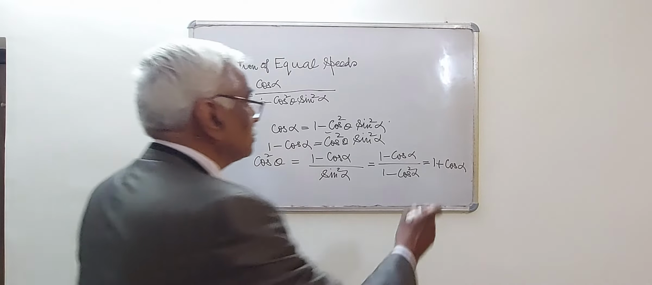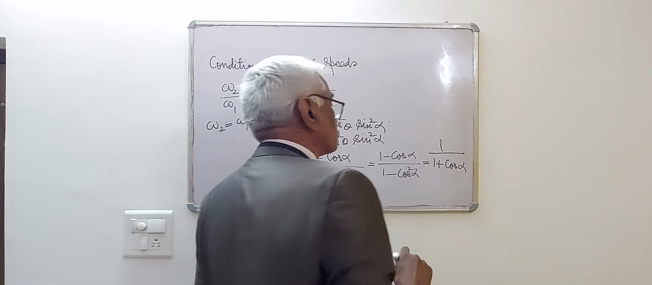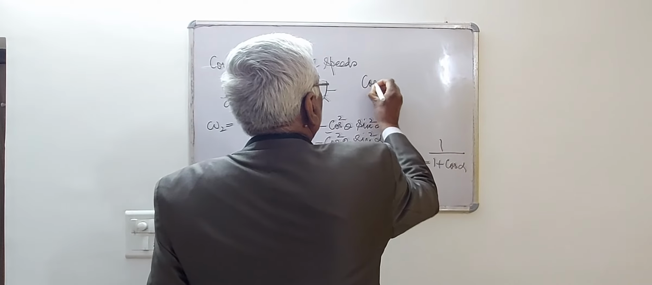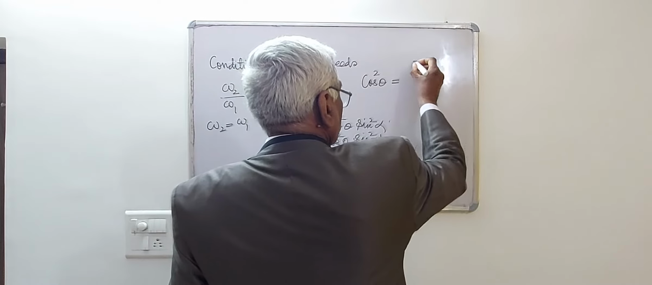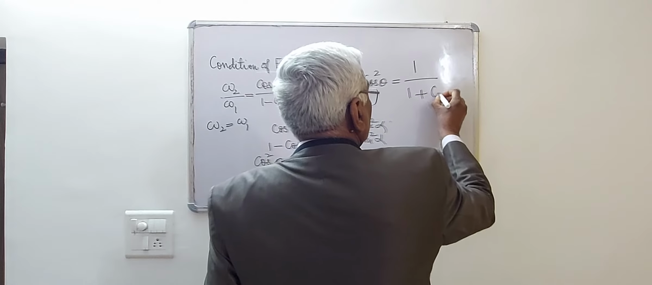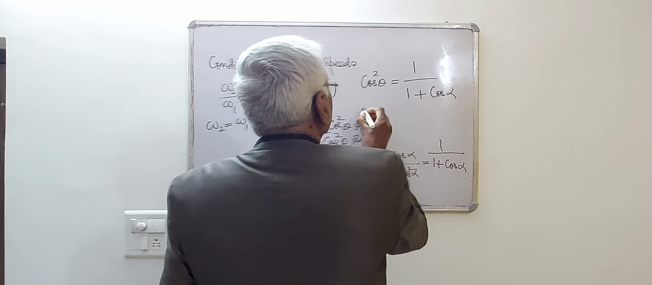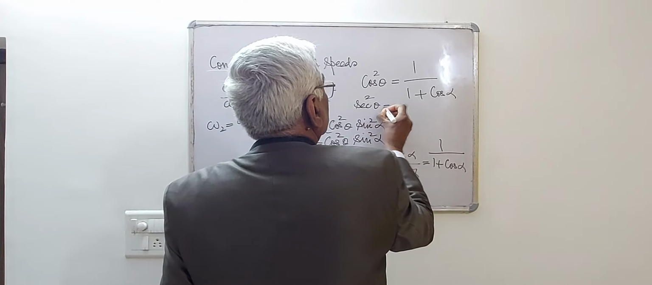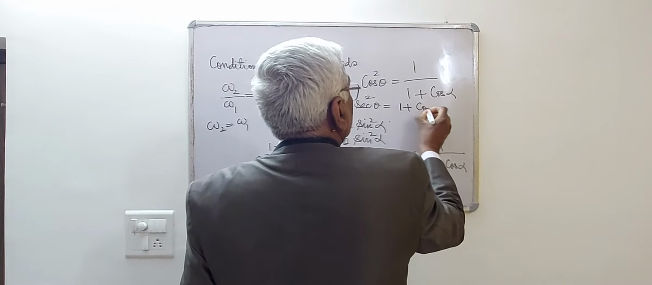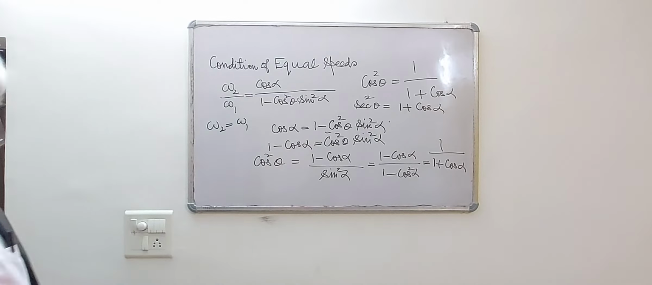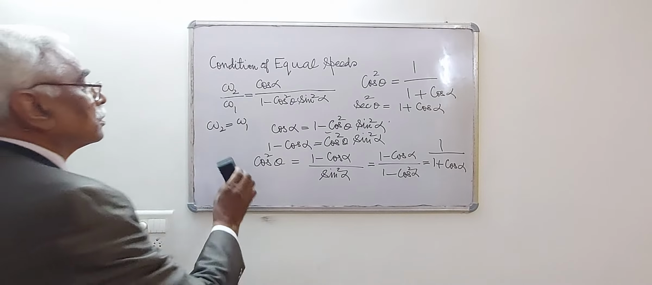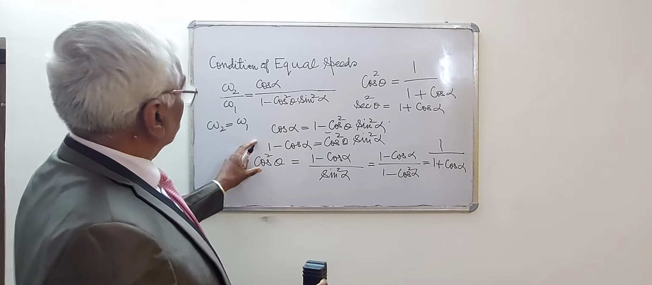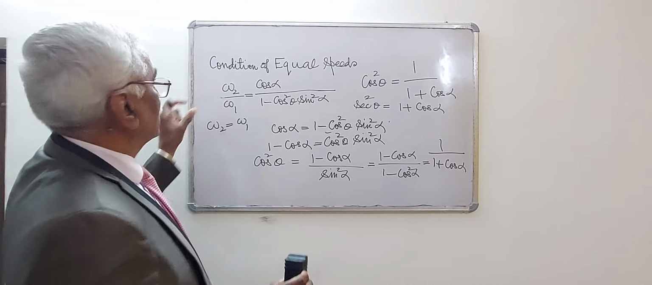It comes out to be 1 over 1 plus cos alpha. Or you can write it as cos square theta is equal to 1 over 1 plus cos alpha. Or it can be written as sec square theta is equal to 1 plus cos alpha. I am trying to find a mathematical expression for equal speeds of the driving and driven shafts.